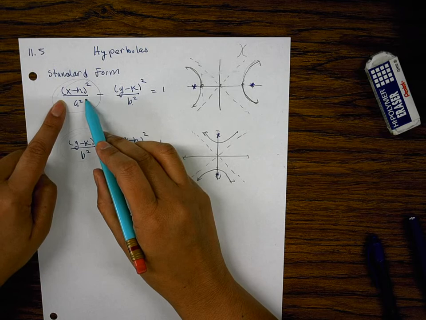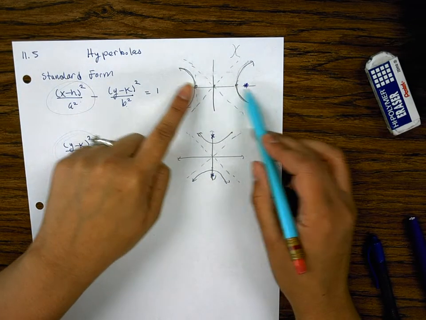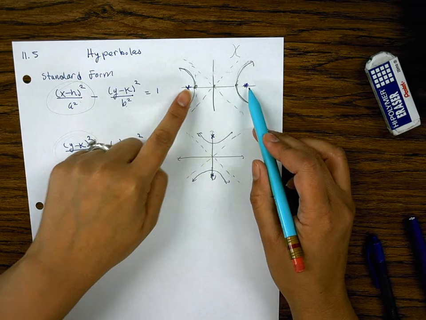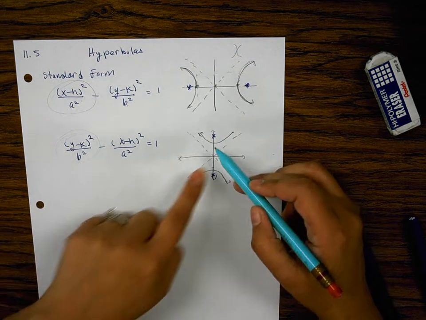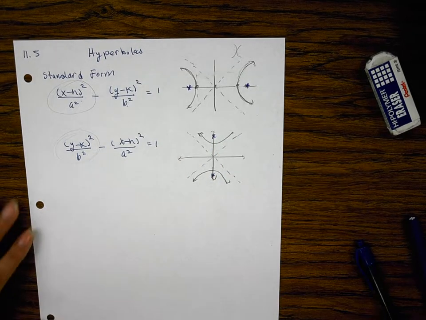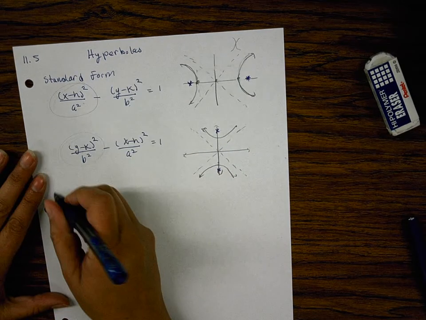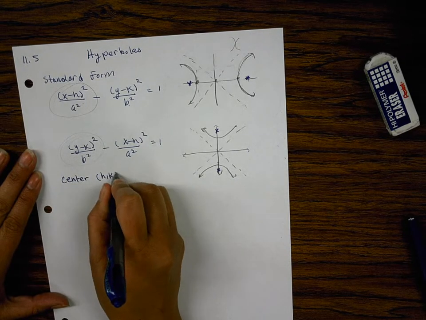X is first. It doesn't matter if it's bigger or smaller. Everything's going to be right and left: your graph, your vertices, your foci. If y comes first, it doesn't matter which one's bigger. Everything's going to be up and down: your graph, your vertices, your foci. Center is still (h, k), just like it has been.